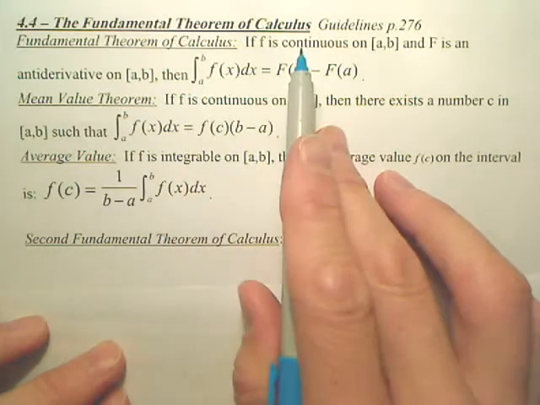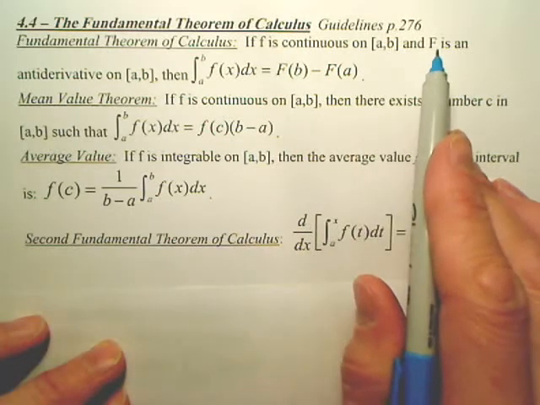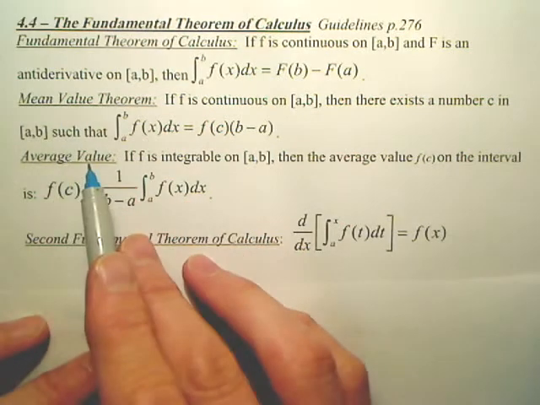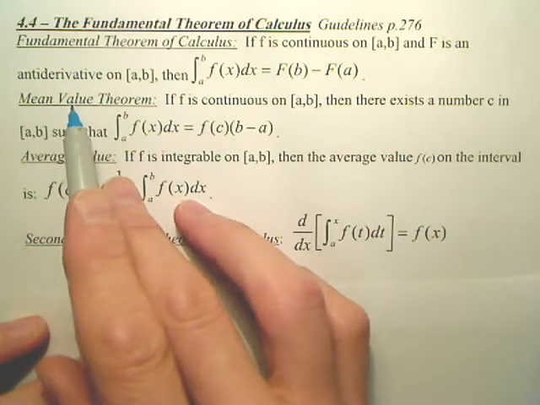All right, but it has to be continuous, and it has to have an integral. Integrable is a weird word. Mean value and average value, basically the same thing. Mean value is your average.